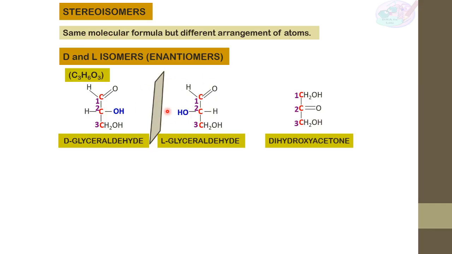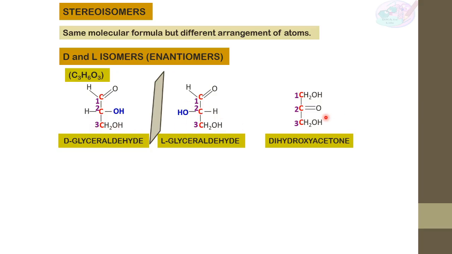And because of this chiral carbon, the different position of this OH makes them two different isomers. If on this chiral carbon the OH is on the right side, this is called a D sugar. If this OH is on the left side, this is called an L sugar. So this is D-glyceraldehyde and this is L-glyceraldehyde.